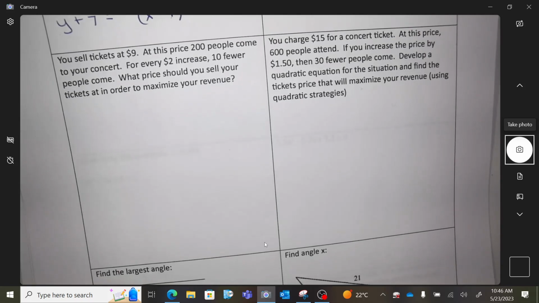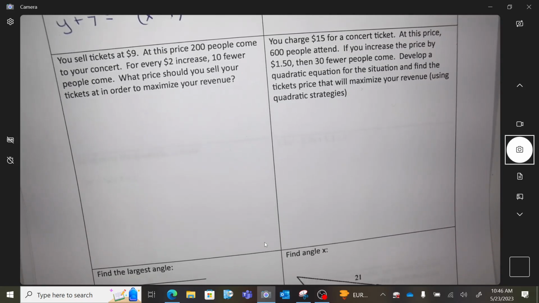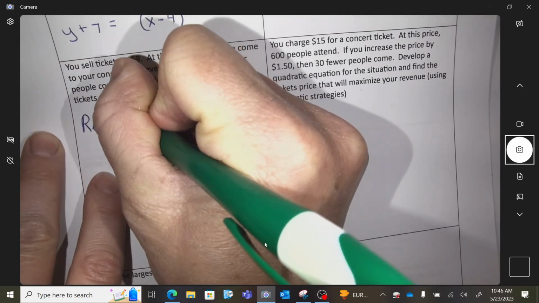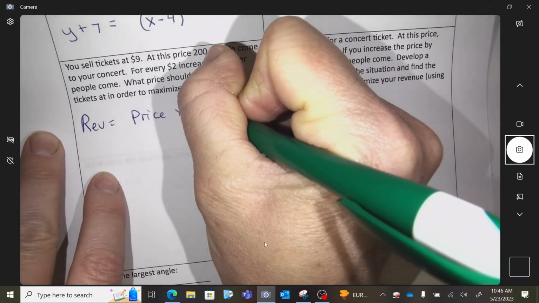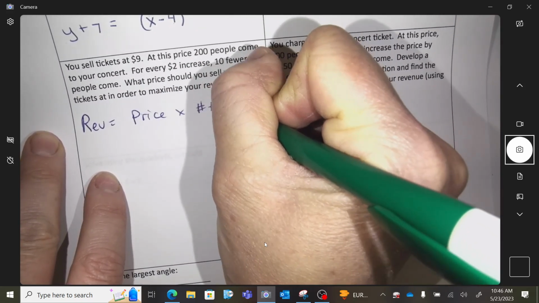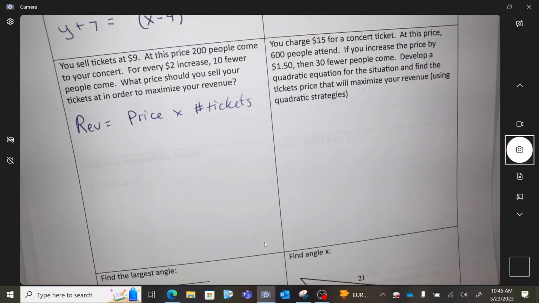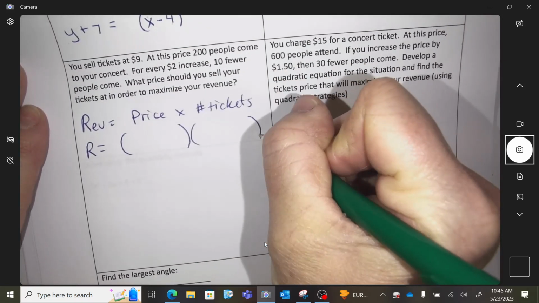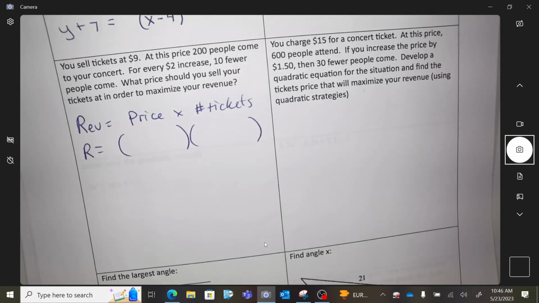Okay, revenue question is up next. So this one says you're selling tickets and you're having people come to your concert and every concert ticket is worth a certain price. So would it make sense that my revenue is the price times the number of tickets? That's how I make my money, is the price of every ticket times however many tickets are being sold.